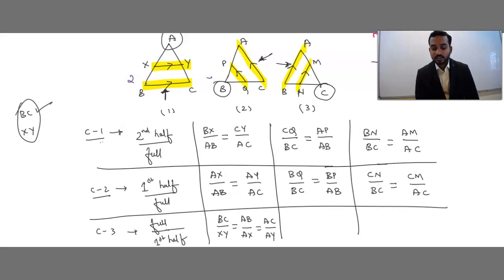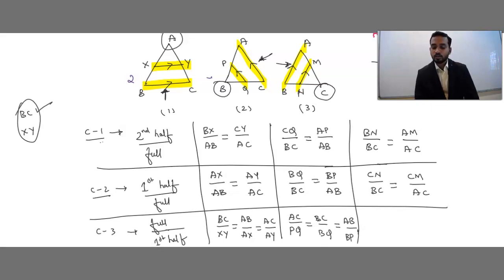Understood? In this case, full by first half, right? Full is AC, first half is BC. Full first half is BQ, right? Is equals to, just a moment. Yeah, full is BC, first half is BQ, full is AB, first half is BP.